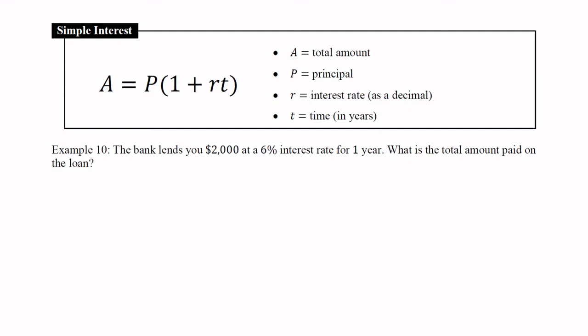So, the bank lends you $2,000 at a 6% interest rate for 1 year. What is the total amount paid on the loan? So we start with a principal of $2,000, and our rate is 6%, so that's 0.06. Our time is 1 year. So we're going to plug all 3 of those items in and find out that the total amount that you will pay on the loan is $2,120. So since you started with $2,000, you're going to end up paying $120 in interest.